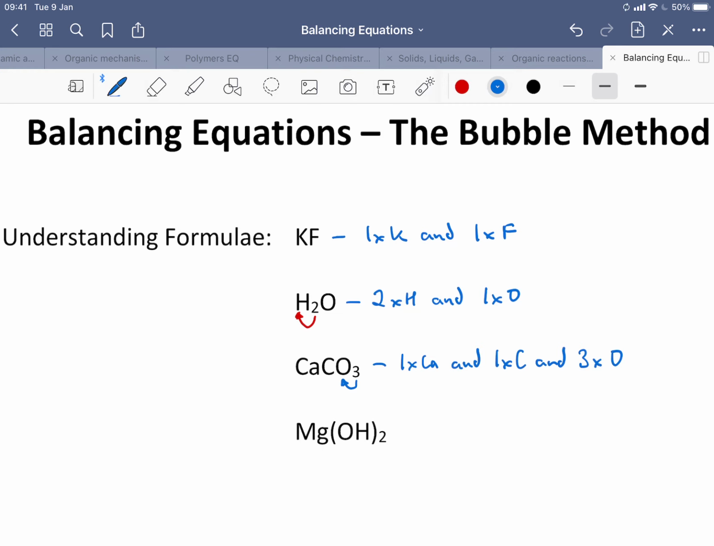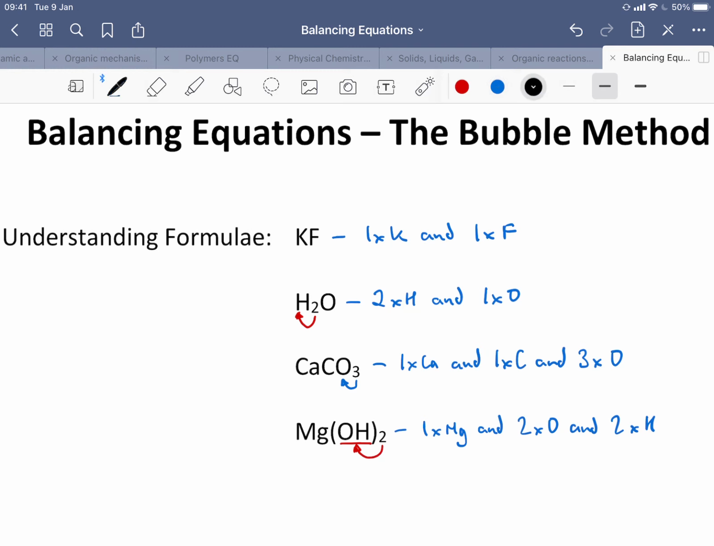And then lastly, you'll notice we have a subscript again. This is magnesium hydroxide. There's our subscript, and that subscript is outside the brackets. So what that subscript is saying is that it refers to everything inside the brackets. There are 2 OHs. So again, if we're doing our tally, we're going to have 1 times Mg, 2 times oxygen and 2 times hydrogen.